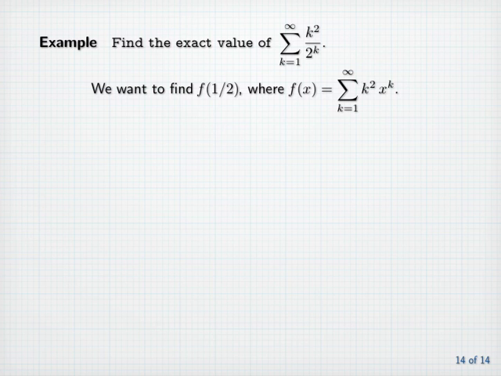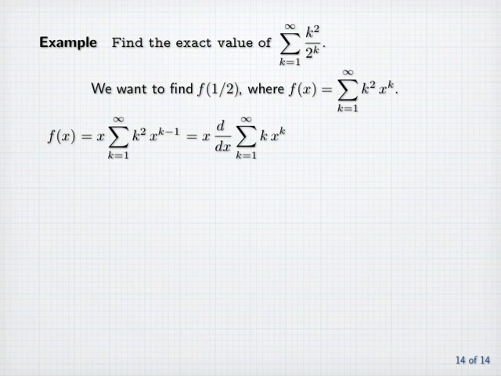Now we know that k times x to the k minus 1 is the derivative of x to the k, so we'd like to see a k minus 1 exponent on the x. So let's factor x from the entire series and write it as x times the sum from k equals 1 to infinity of k squared x to the k minus 1. Now each term there is the derivative with respect to x of k times x to the k. So f of x is equal to x times the derivative with respect to x of the sum of k times x to the k.